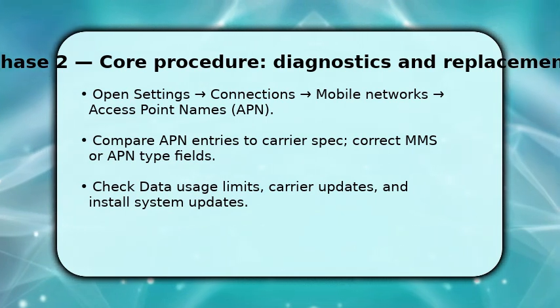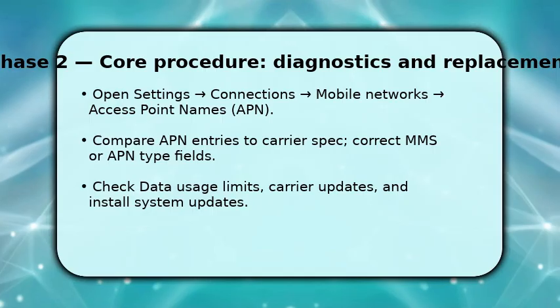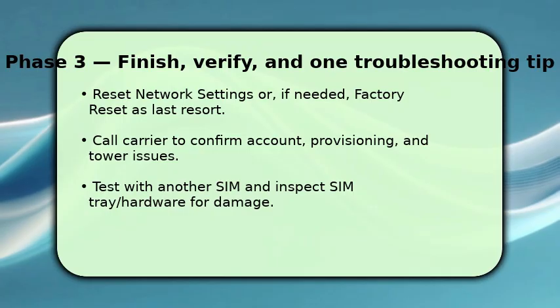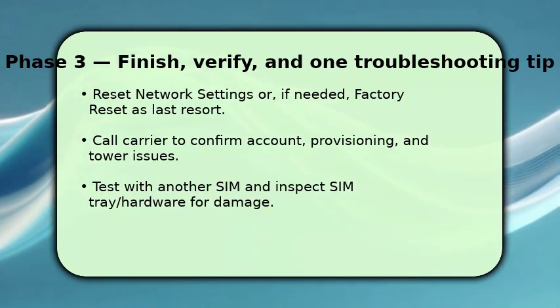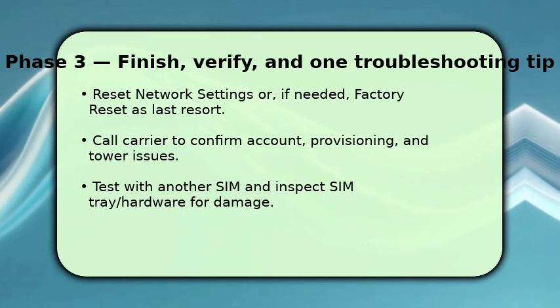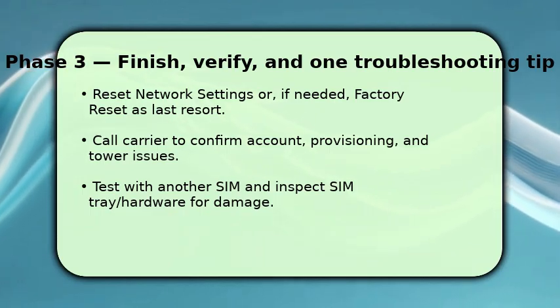You finish by resetting network settings first. This clears APN, Wi-Fi, and Bluetooth configurations without erasing apps. If problems persist, back up data and perform a factory reset as the last resort. Once reset, reinsert SIM and test.